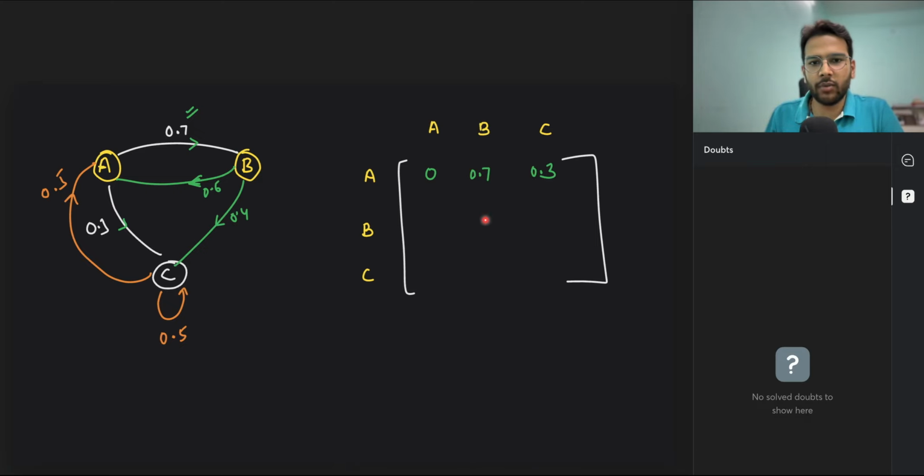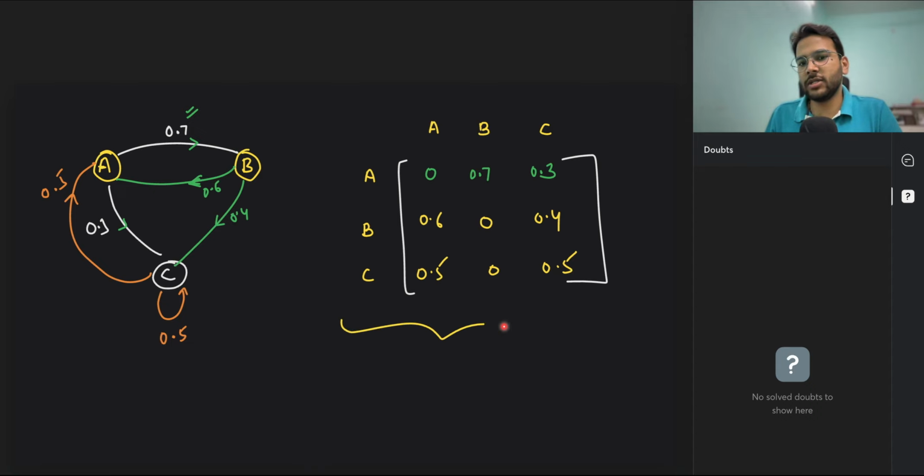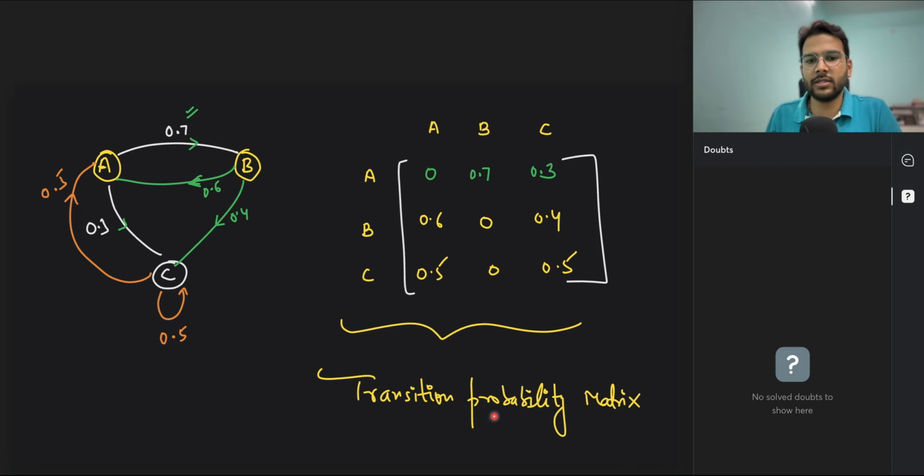Okay, so let's quickly do it. So this is 0, and B to A is 0.6, B to C is 0.4, C to C is 0.5, C to A is 0.5, C to B is 0. So this is nothing but the transition probability matrix. This is the transition probability matrix. Is this clear with this example?